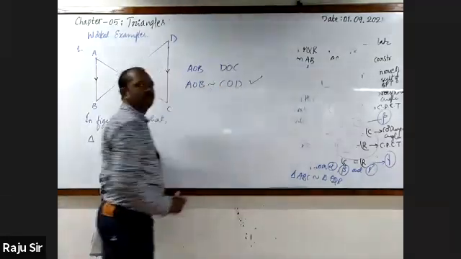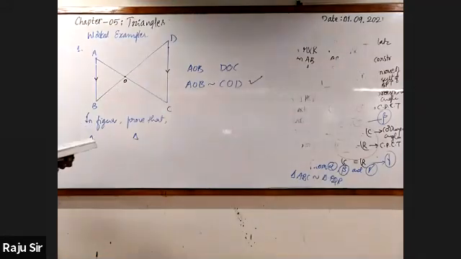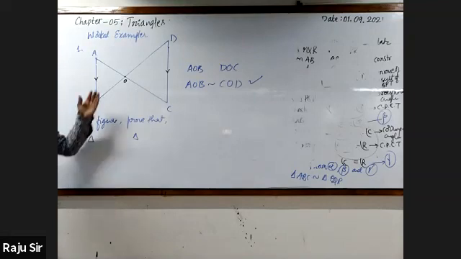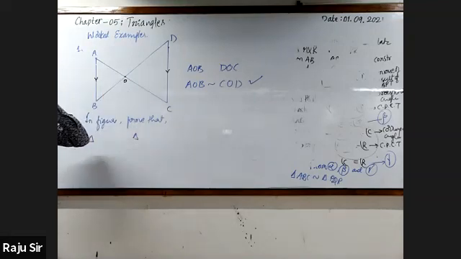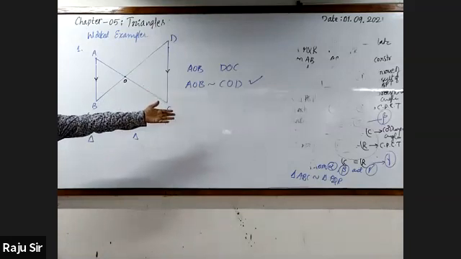Second one. Now we have to prove these two triangles are similar. Why do we have to take it like this only? They are in alphabetical order. Know that they are in alphabetical order. Wait. That's why I have written both.